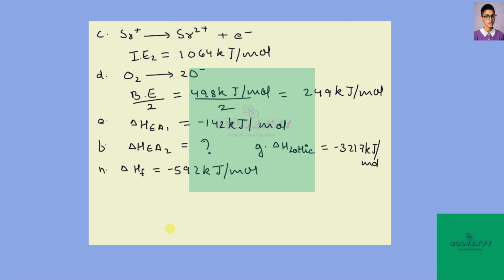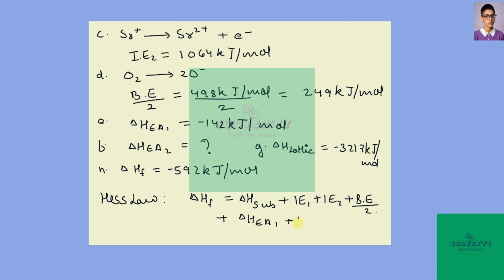So now we can use Hess's law to relate these steps, regardless of the order in which they occur. We can write the following equation using Hess's law: the delta H of formation is equal to the delta H of sublimation plus ionization energy 1 plus ionization energy 2 plus the bond dissociation energy divided by 2 plus the delta H of electron affinity 1 plus the enthalpy of electron affinity 2 of oxygen plus the delta H of lattice energy.